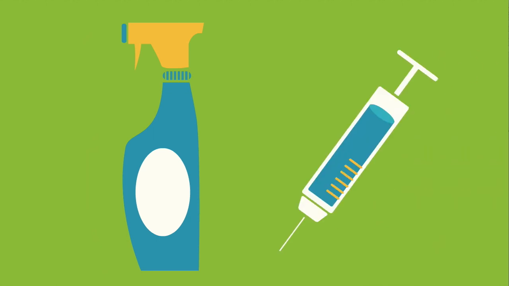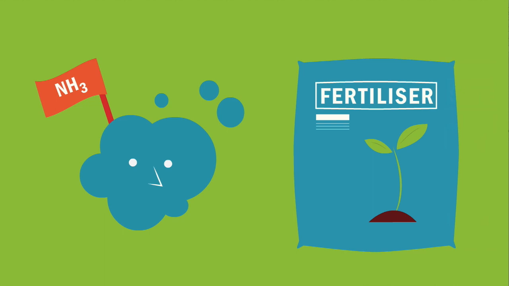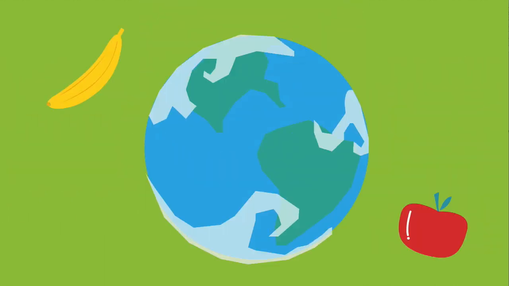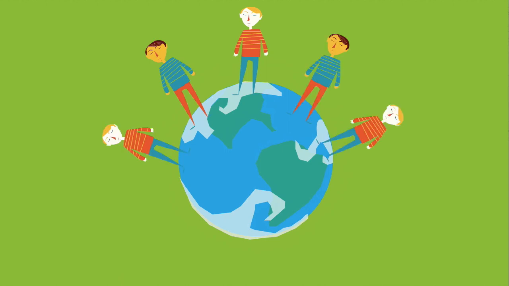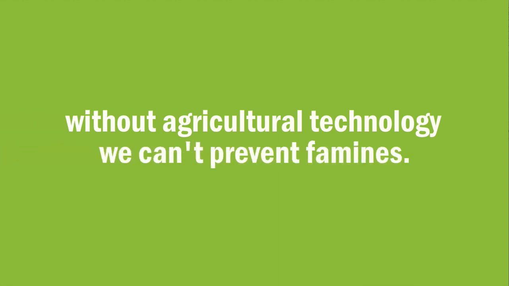So to recap, ammonia is used for the production of cleaning products and pharmaceutical products. Even more importantly, ammonia and the fertilizers we produce with it are vital to sustaining global food production. Our world population is growing massively, and without such agricultural technology, we would be even less able to prevent famines.